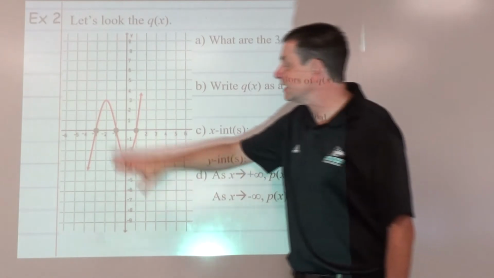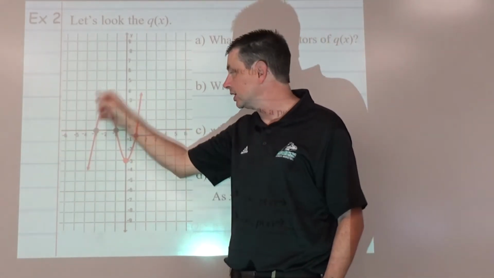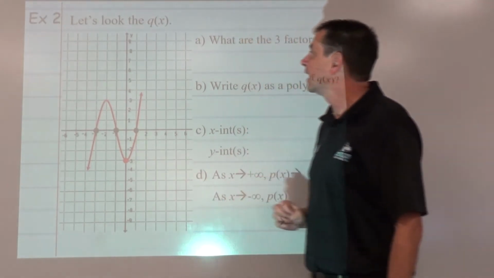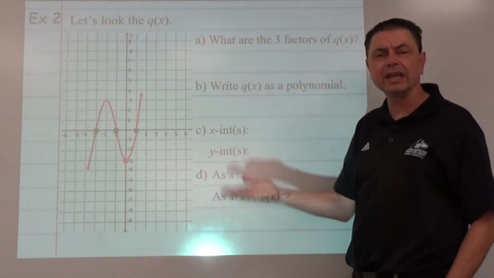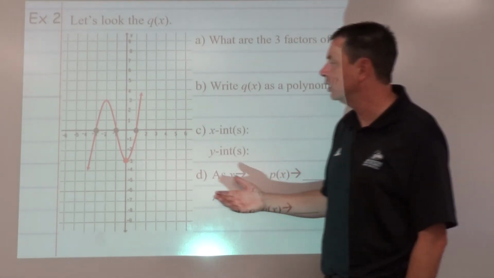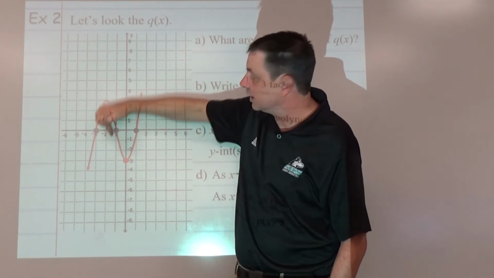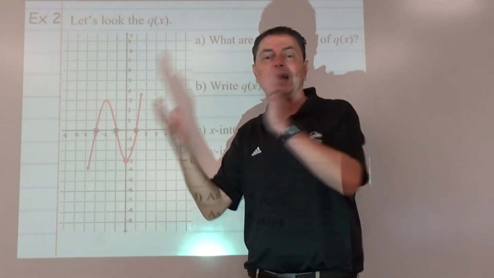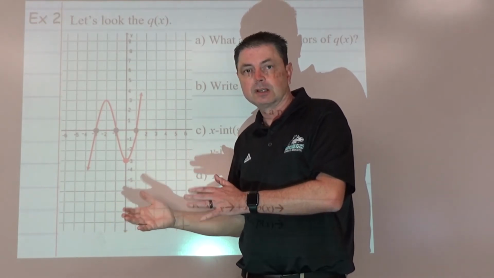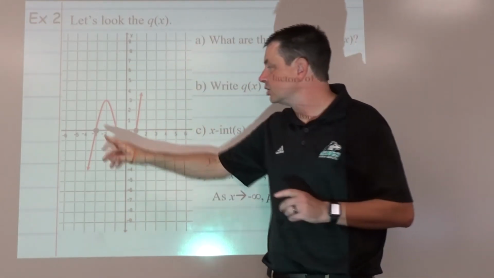Let's look at an existing graph and then see if we can pull it apart and come up with the function that generated that graph. What are the 3 factors? Think back to Unit 2, where we saw x-intercepts here and here. We want to work that backwards, in terms of what's in the parentheses with an x that generates this.